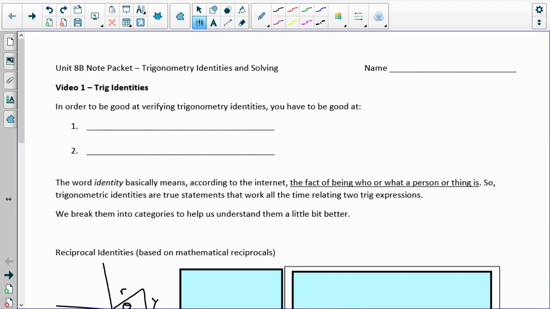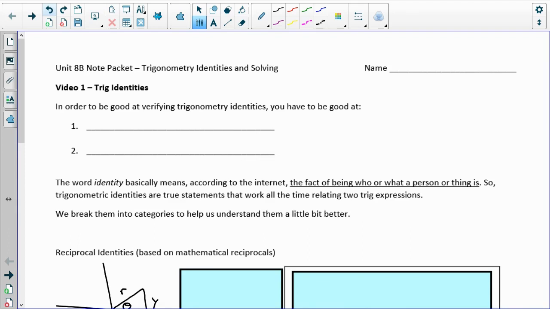The word identity is something that you've seen before. Like, you have an identity. It's being who or what you are. And things have the same thing. So the fact of being who or what that thing is an identity. So when you say that you have a trig identity, that basically means that you have two trigonometry expressions that are always equal to each other no matter what you plug in.